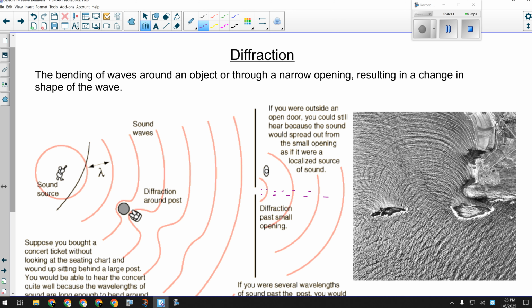So 3 behaviors of waves can change the direction the wave travels: reflection, refraction, and diffraction. On your unit exam, you're going to need to be able to identify those behaviors of waves from a picture. So if I show you a diagram and say, what's that? Is that diffraction, refraction, reflection?